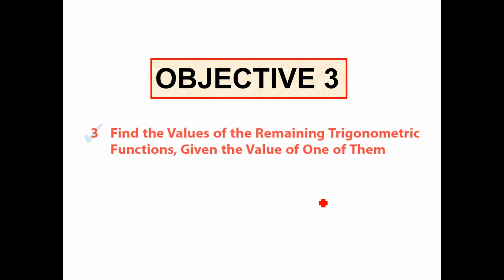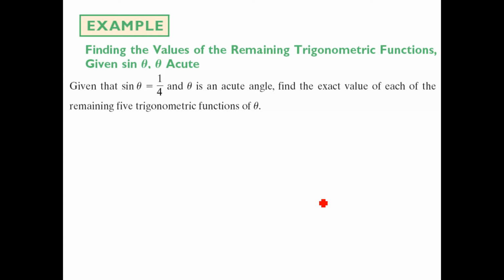Objective 3, let's find the values of the remaining trig functions given the value of just one of them. All right, so if we're given sine is 1 over 4, we've got 2 options here. First option is we're going to draw ourselves a nice right triangle, put in theta, and label some sides. Sine is opposite over hypotenuse. We know that this adjacent side is going to be c squared, 16, minus b squared, 1, so this is root 15. And now we're ready to go. We know our sine already is 1/4. From the triangle, we know cosine theta is root 15 over 4.